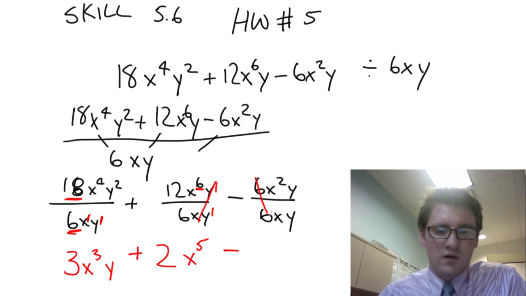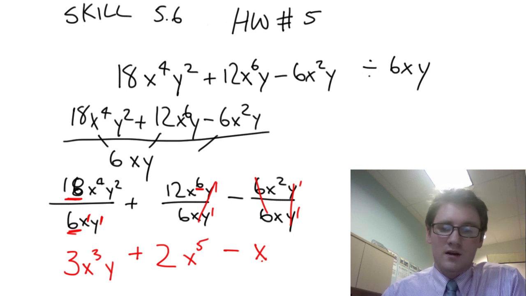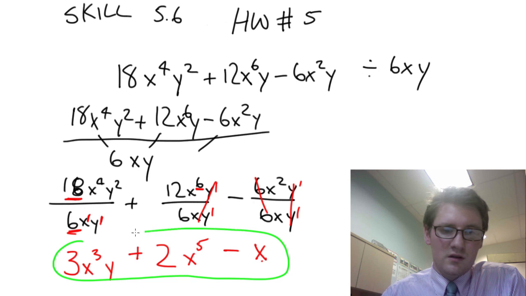X squared over x is going to give me x, and y over y is also just going to give me 1, because these are 1's here. So it would just be minus x at that point that is left over. Right here is my final answer, and it's reduced as far as we can go.